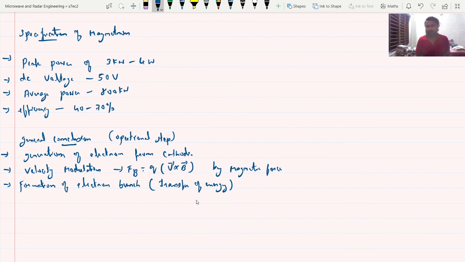So these are some of the conclusions related to what I have explained in the structure of the magnetron oscillator. I think it is clear for you people. Just verify the things, study it, and write the things that I have explained here.